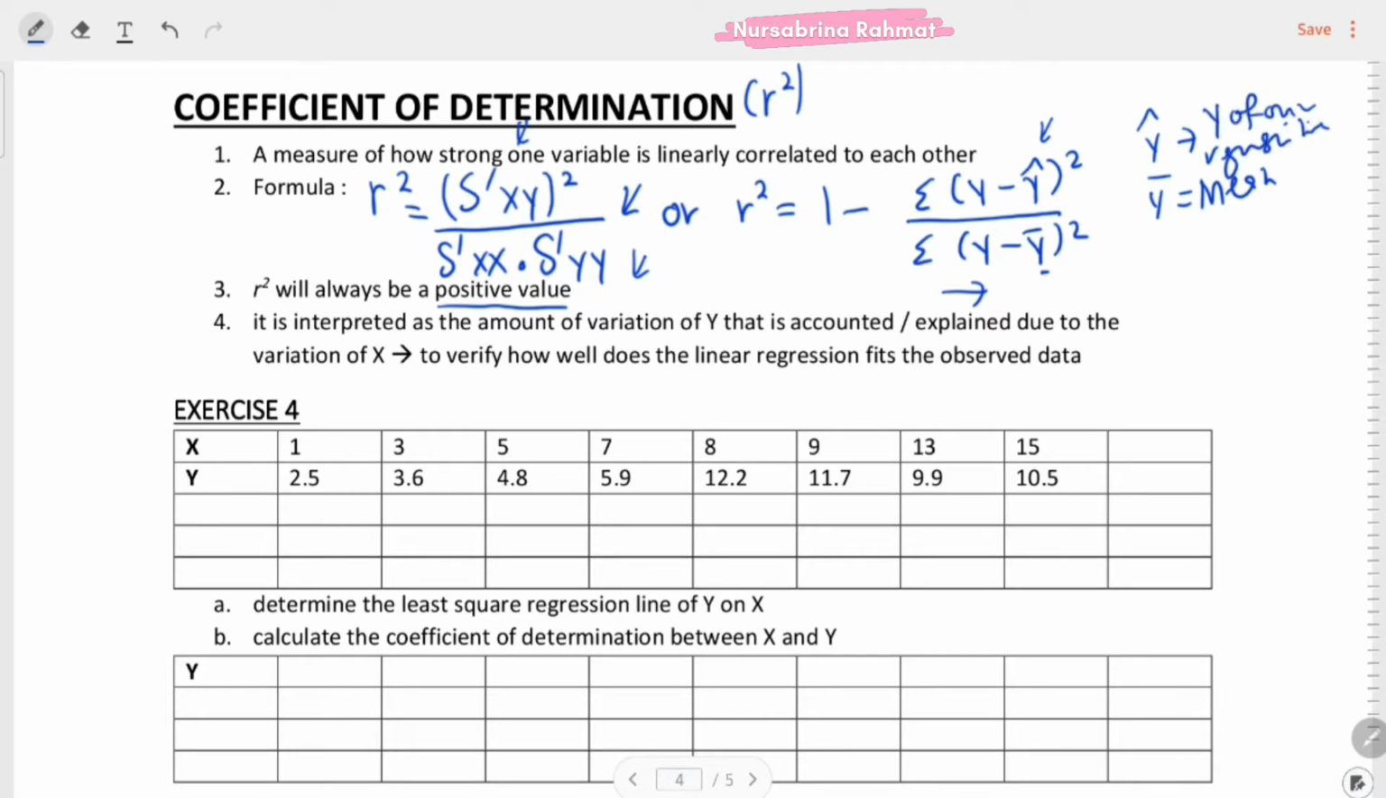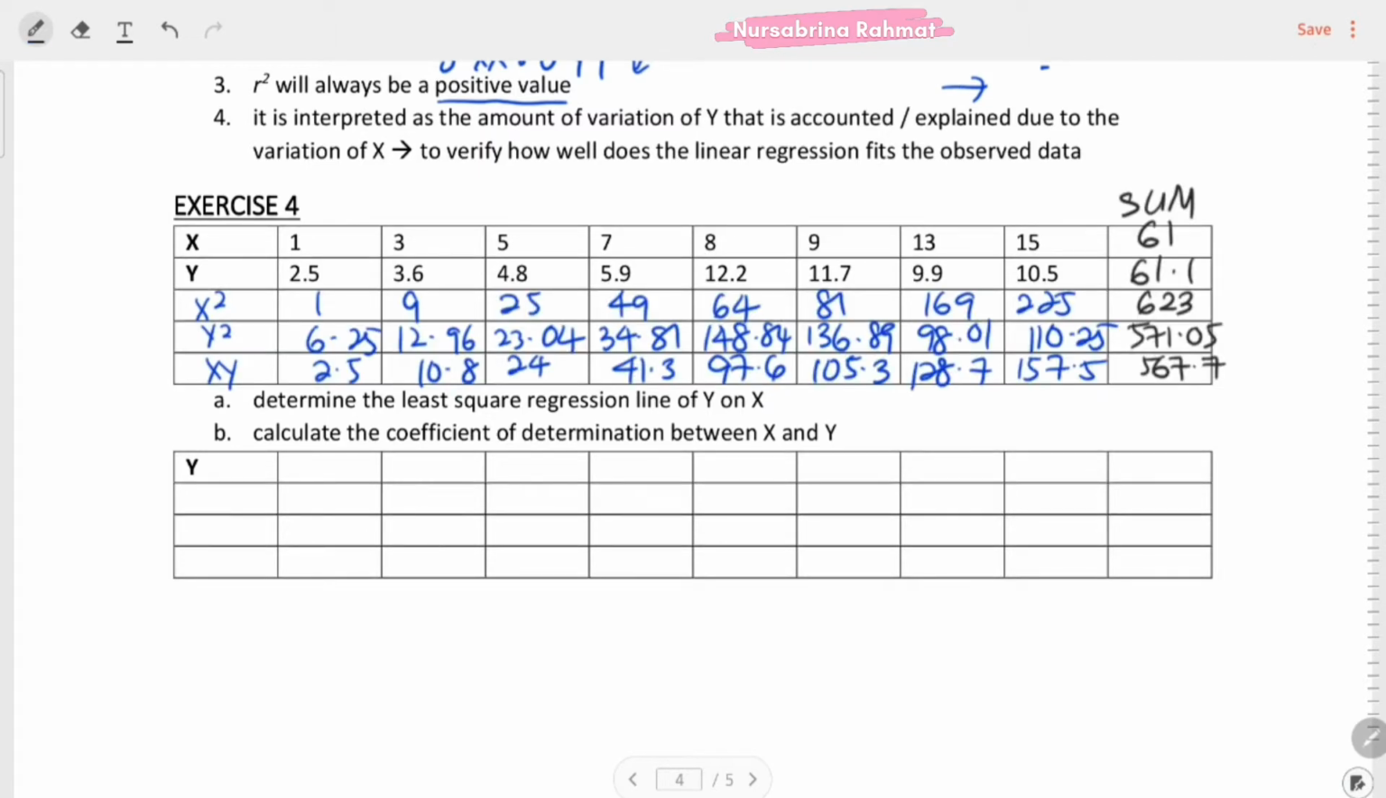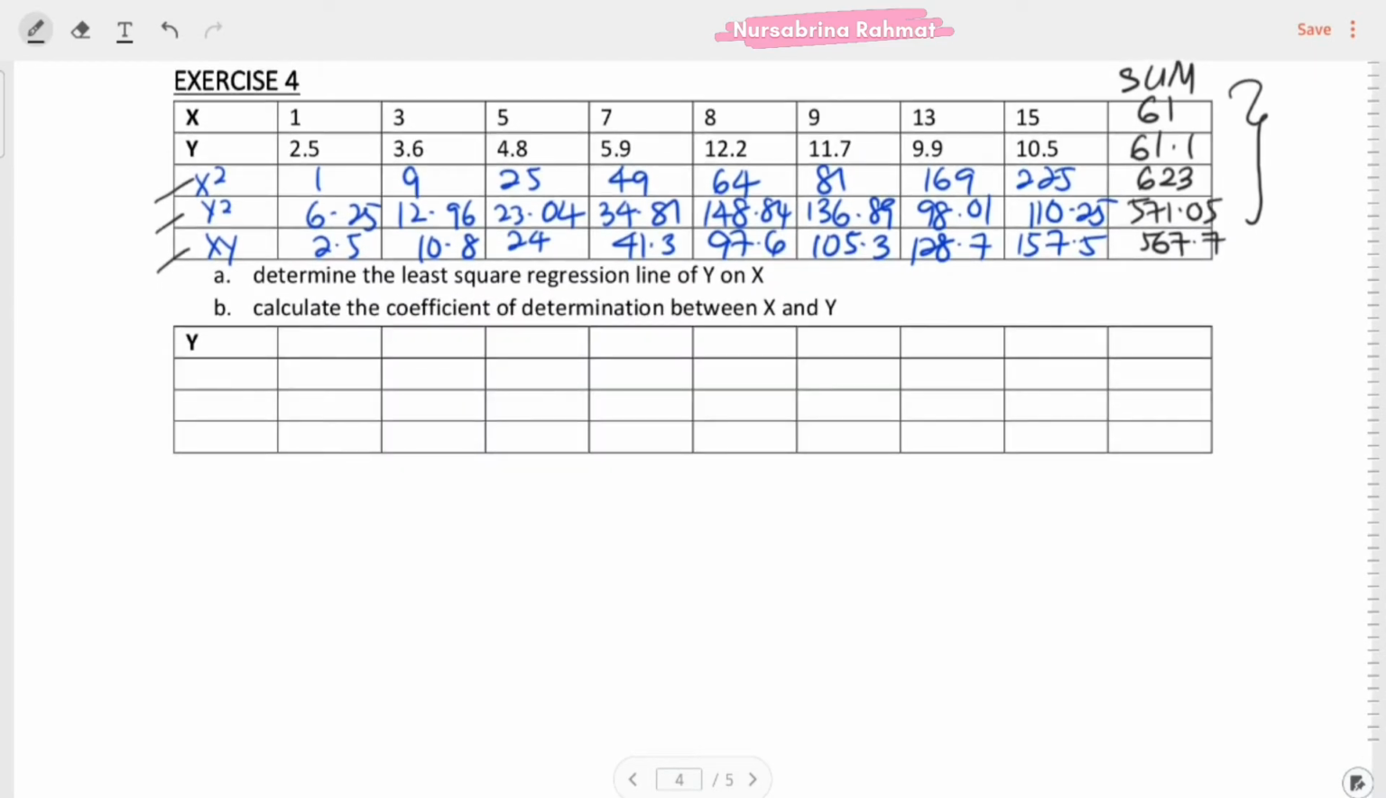So in order to find out what y is here, you need to find your regression line first. From this table of x and y, first we need to calculate x square, y square, and xy. I already calculated my x square, y square, xy, and from there I already calculated the sums of x, y, xy, and all the variables. Now we have to determine the least square regression line of y on x, so y equals a plus bx. Find out b first.